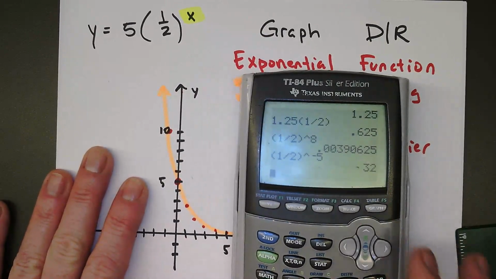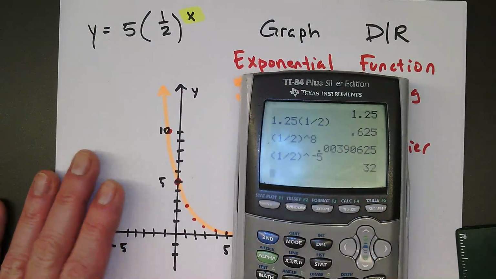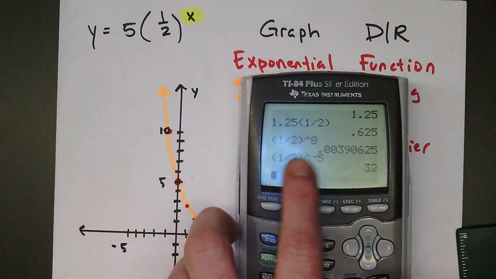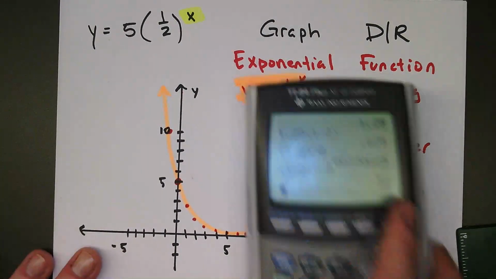All right, that is a positive. There's like a scratch on my computer screen. It makes it look like that was a negative. That's a positive 32, right? So even if I take my base and I raise it to a negative exponent, so over here, I'm still going to get a positive number.